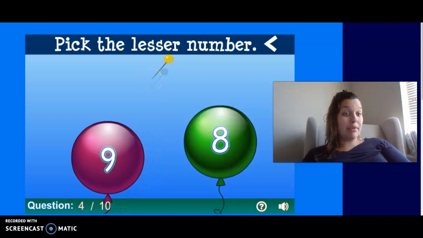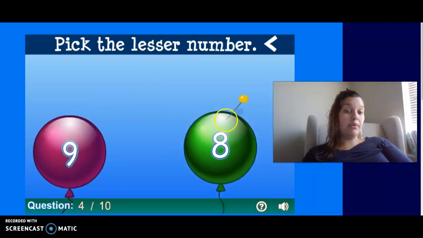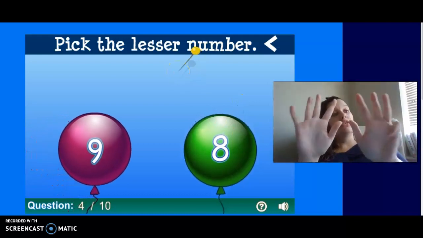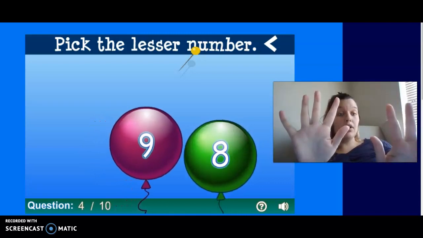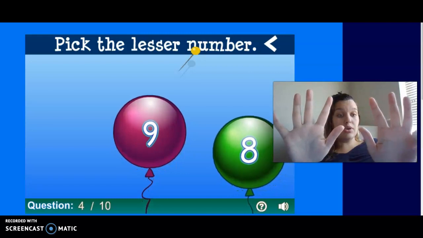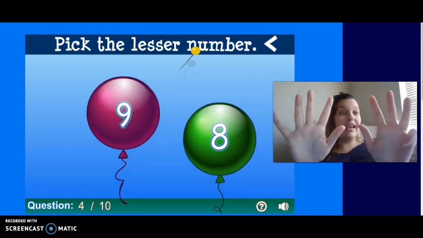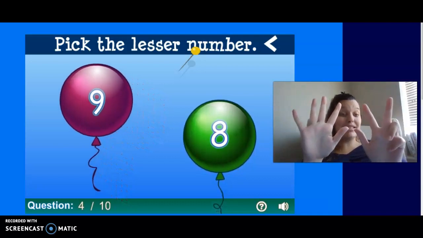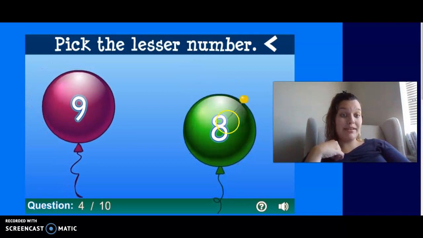Pick the lesser number. So the number that is smaller. We have 9 and we have 8. So here's 9. Do I have to count up or go greater to get to 8? Or do I come down and have less? I come down and I have less. So what is our smaller number or lesser number? 8.